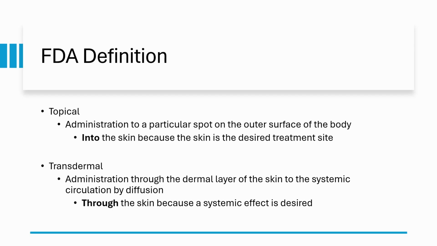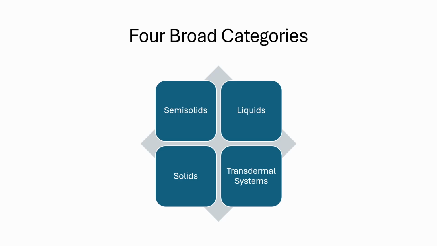The FDA defines the term topical as administration to a particular spot on the outer surface of the body. Topical dosage forms are designed to deliver medication into the skin to treat a dermatological condition. The FDA defines the term transdermal as administration through the dermal layer of the skin to the systemic circulation by diffusion. A transdermal dosage form is designed to deliver the medication through the skin to have a systemic effect. Topical dosage forms can be grouped into 4 categories, which are semi-solids, liquids, solids, and transdermal systems.